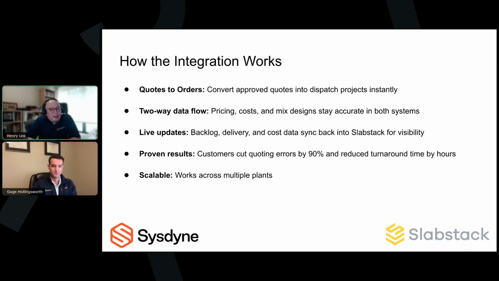So basically, if the customer exists in ConcreteGo, it's going to push to SlabStack, or if it's a new customer, SlabStack captures that information, and it will also come into ConcreteGo. So it is a two-way flow, and that also includes the pricing, where it goes from ConcreteGo to SlabStack, and the cost and the mix design. So I mean, the most important part is that we keep the accuracy of that data in the system, right? The integrity of the data is so important these days, so we don't make any mistakes on that.